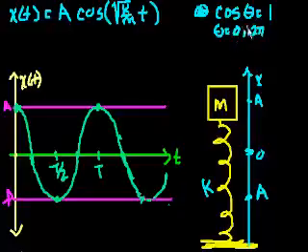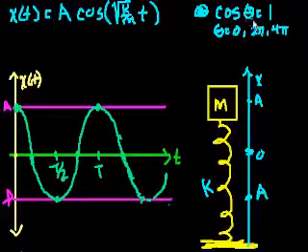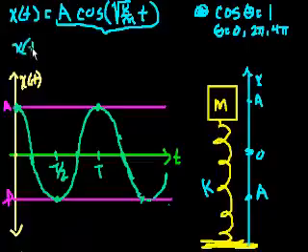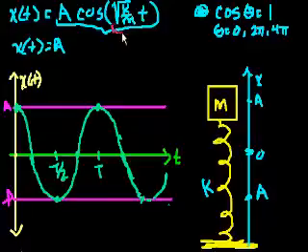You should watch the unit circle video if this makes no sense to you, or the graphing trig functions. It's also true at 4 pi. Really, any multiple of 2 pi. Cosine of that angle is equal to 1. So the same thing is true for this function, x of t. It is equal to A at what points? x of t is equal to A whenever this expression within the cosine is equal to 0, 2 pi, 4 pi, etc.